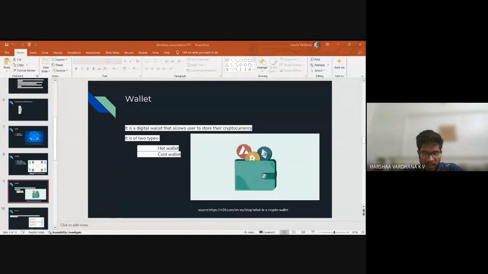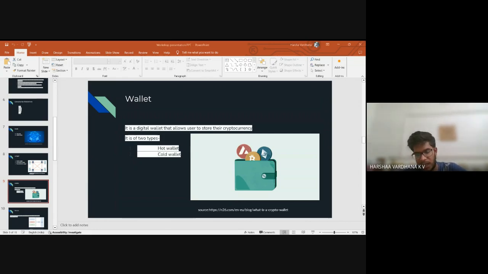Let me explain this in a little more depth. A wallet is nothing but a digital tool that allows users to store, manage, and interact with their cryptocurrencies. As we all know, we all have a cryptocurrency wallet, like a Bitcoin wallet or an Ethereum wallet. So the users store, manage, and interact with their cryptocurrencies, and it consists of a pair of cryptographic keys.